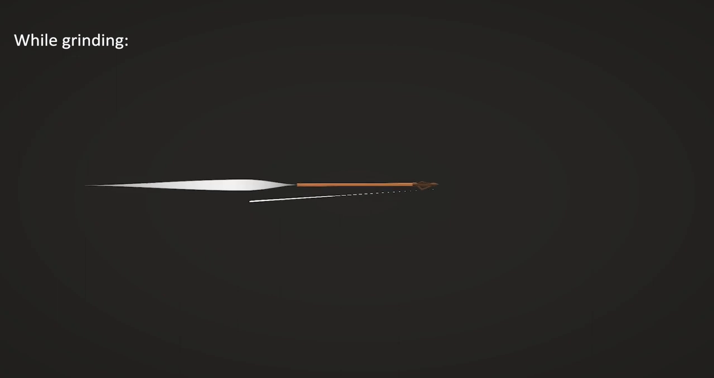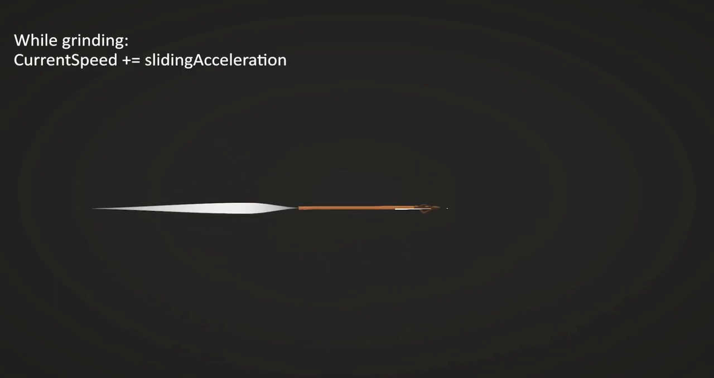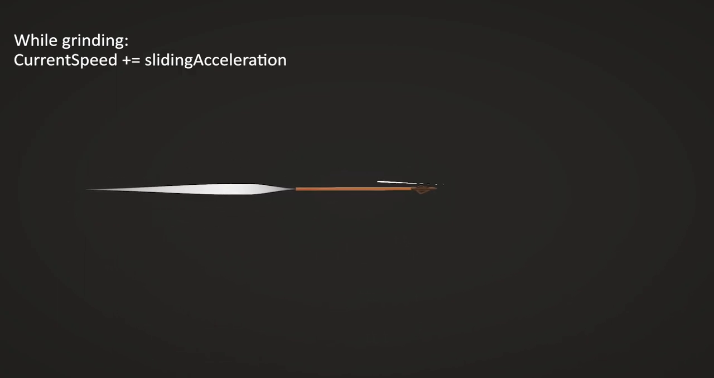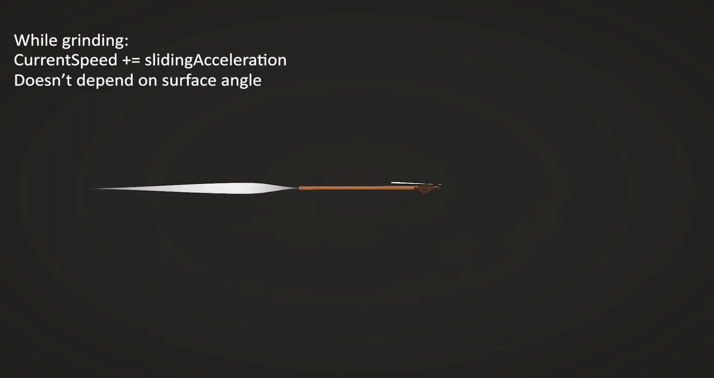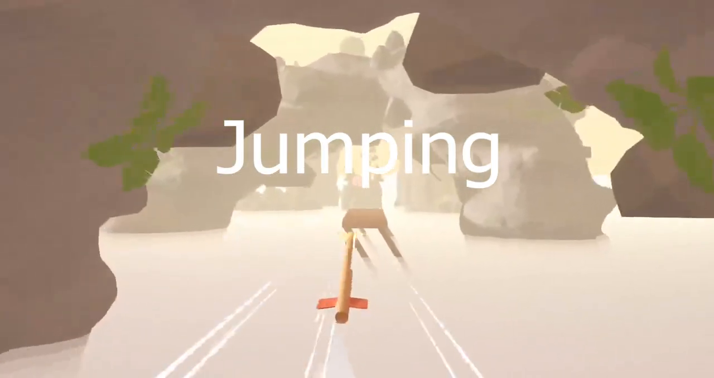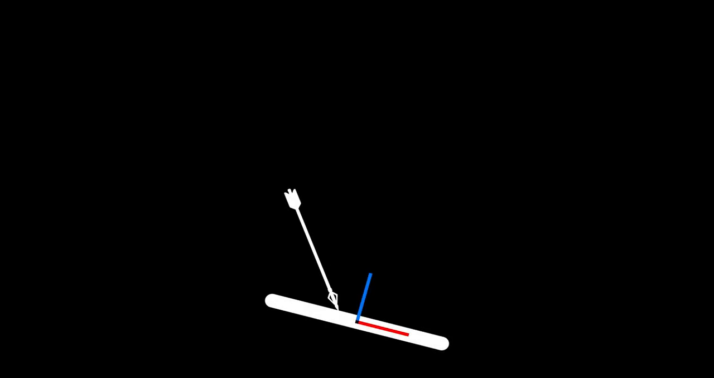While grinding, the arrow's current speed increases by a value called sliding acceleration every frame. This acceleration doesn't depend on the angle of the surface. But you know what does depend on the angle of the surface? Exactly, jumping. The arrow can jump off the surface while grinding.